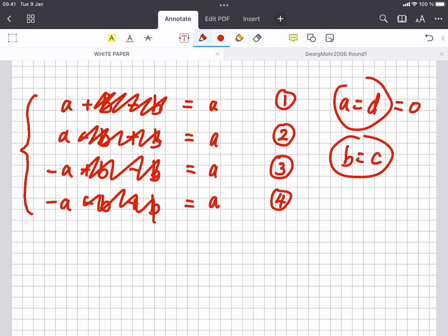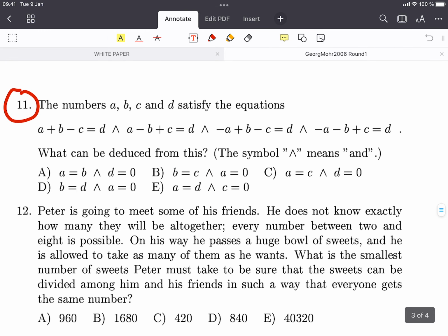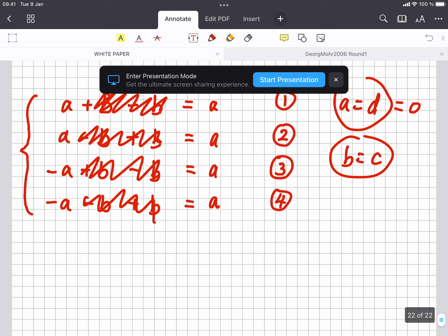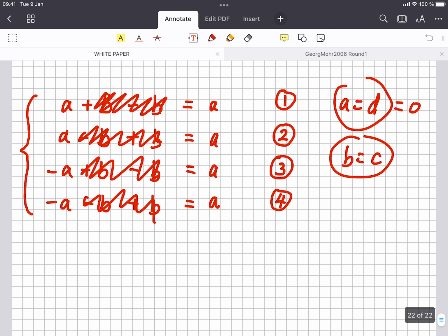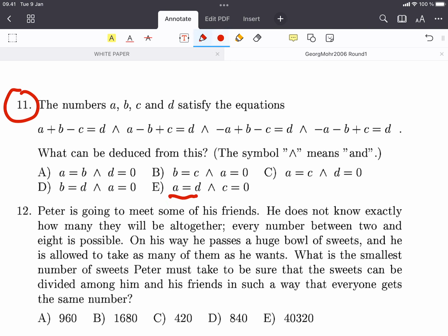Let's have a look at what the question paper says now. So what can be deduced from this? The symbol means and. So a equals b and d equals 0. Well, I'm saying a equals d and b equals c. So let's focus on the ones that agree with that. So I'm saying a equals d. So I'm agreeing with that.